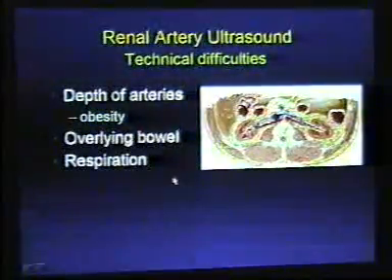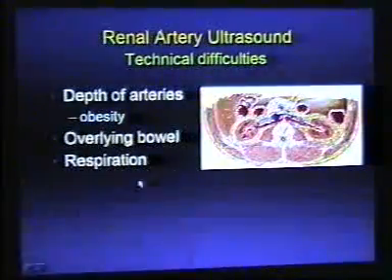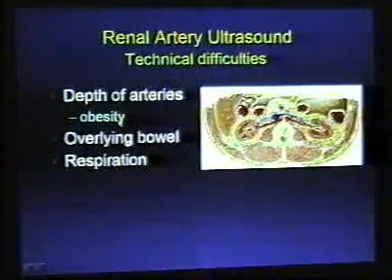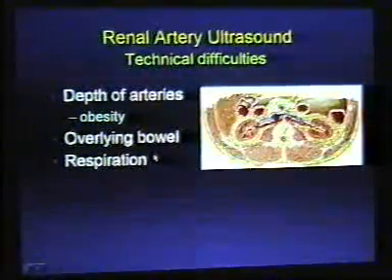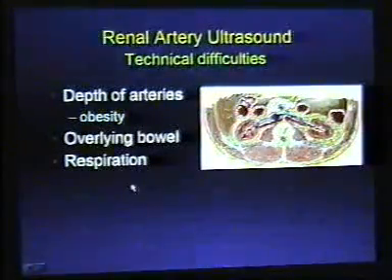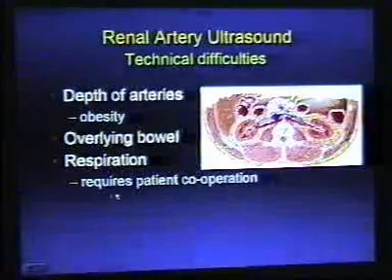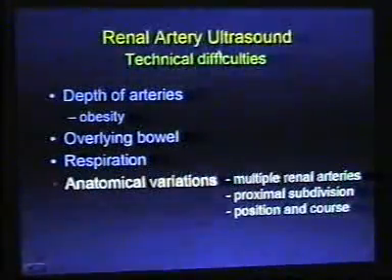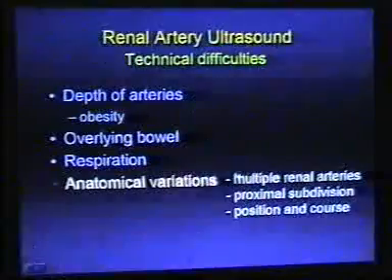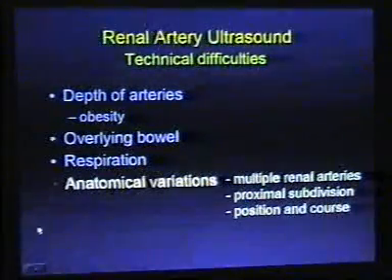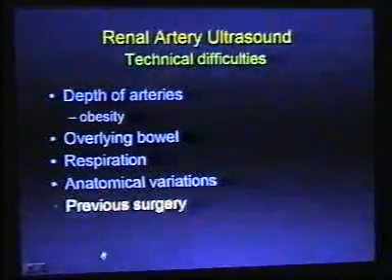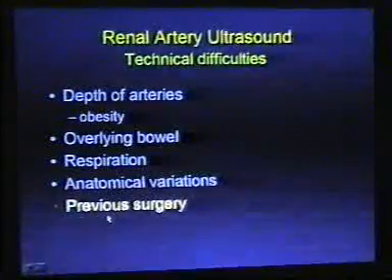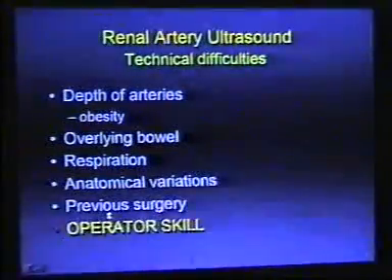There are a few technical difficulties in scanning renal artery, like depth of arteries due to obesity, overlying bowel loops, or due to difficulty in respiration, or the patient is not cooperative. This needs patient's cooperation. Then comes anatomical variations like multiple renal arteries, proximal subdivision, or position and course of the vessels. The other causes of the technical difficulties can be previous surgery or operating skills.